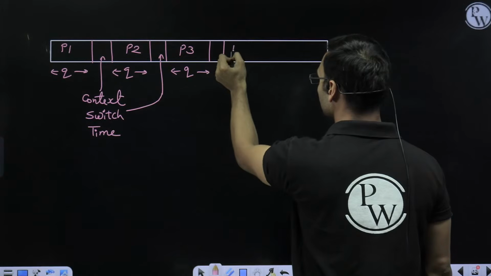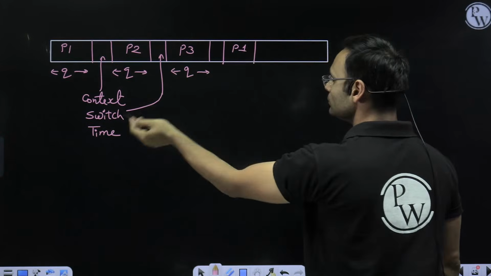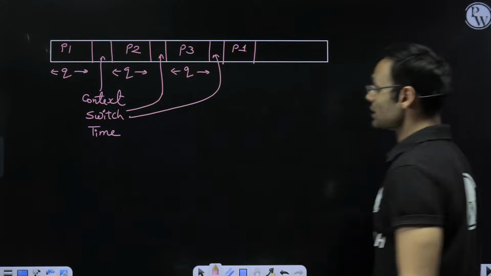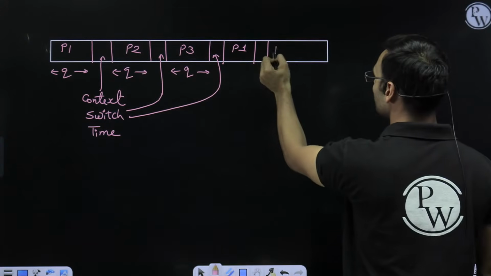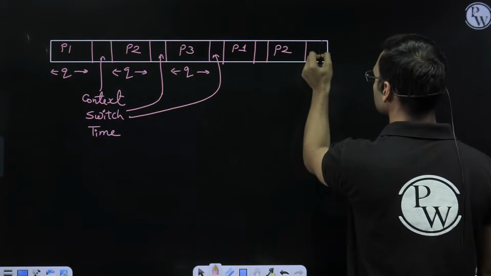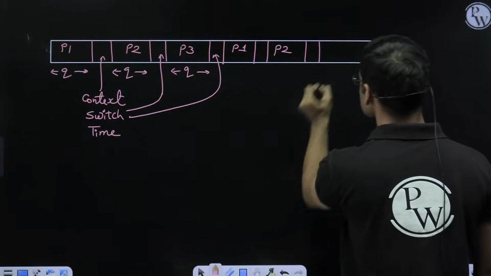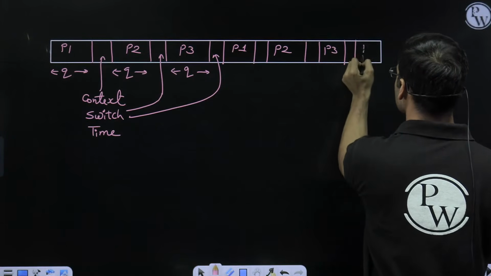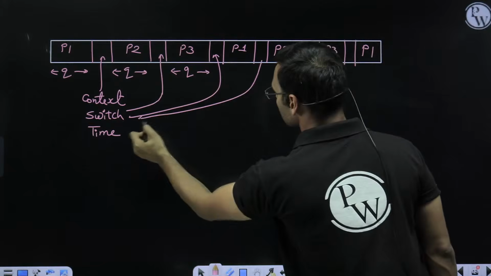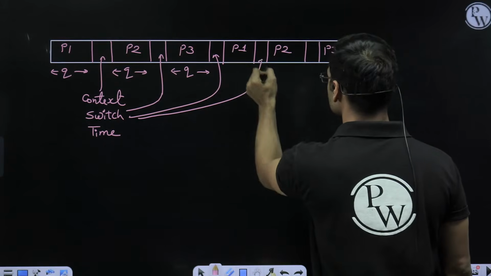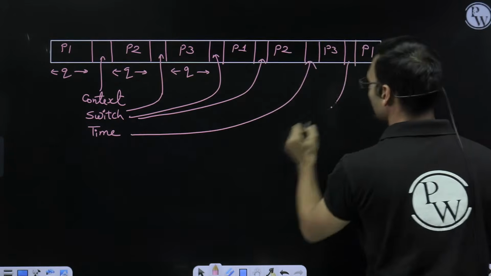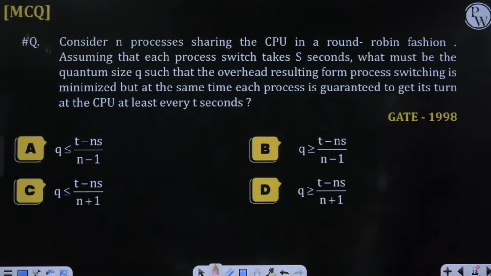Then after P3, let's say P1 is coming back, context switch time. Then after P1, again P2 is coming, again context switch time. So after each and every process executes, there is a context switch time. Like this. This is the question. Just read the question, understand the question, and let me know exactly what the correct answer is.